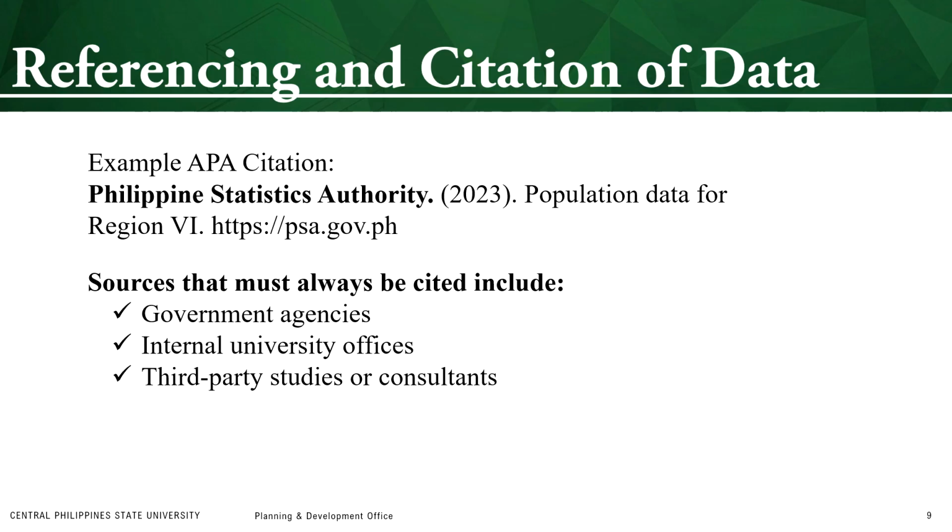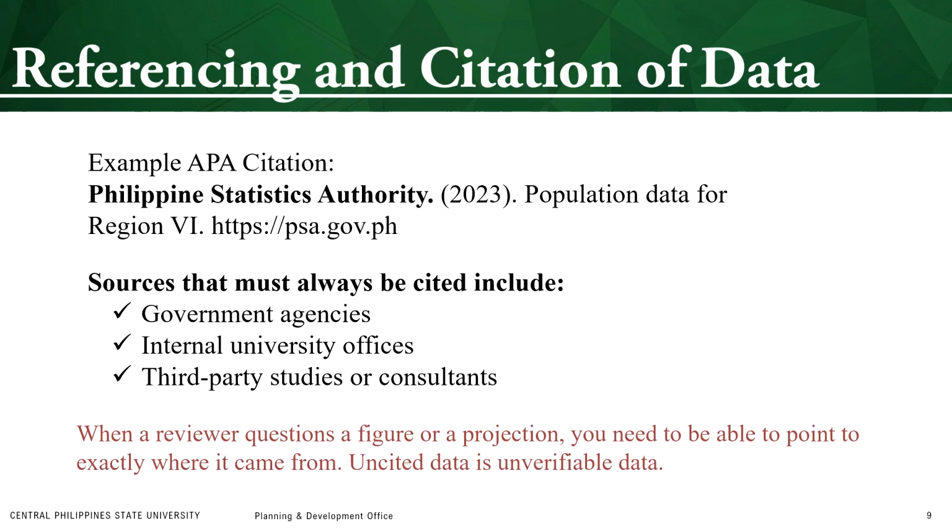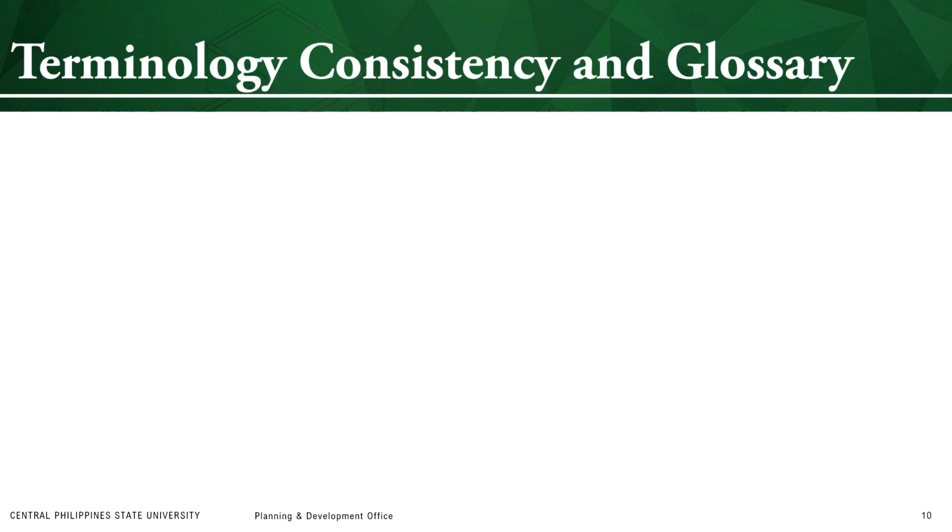And for maps and visuals, source attribution should appear in the legend or footnote of each map, not just in the bibliography. Why does this matter so much? Because when a reviewer questions a figure or a projection, you need to be able to point to exactly where it came from. Uncited data is unverifiable data, and unverifiable data does not belong in a planning document that will guide millions of pesos in infrastructure investment. Cite everything, always.